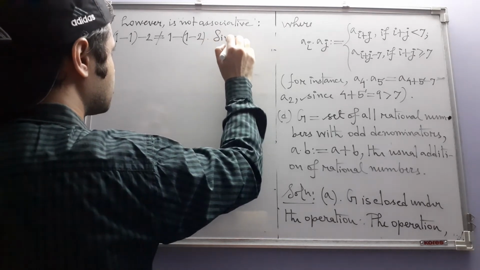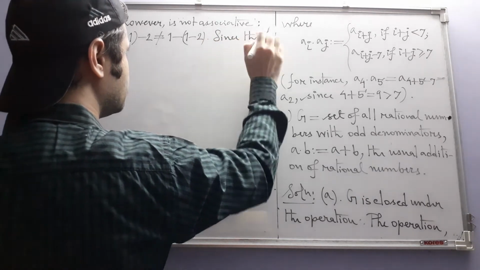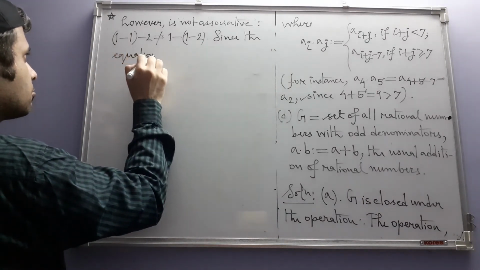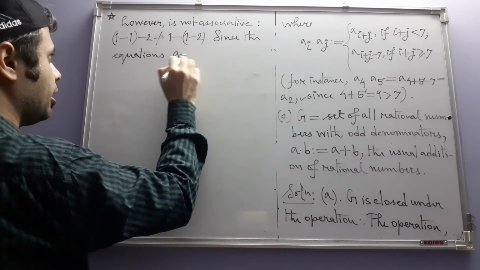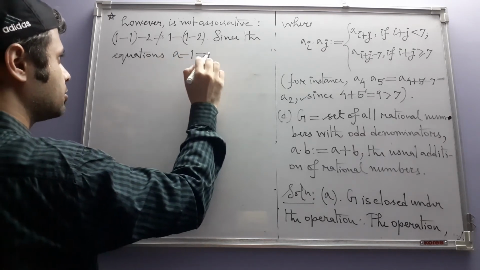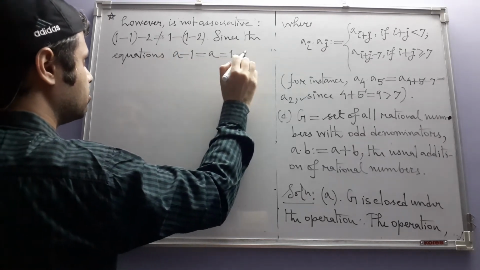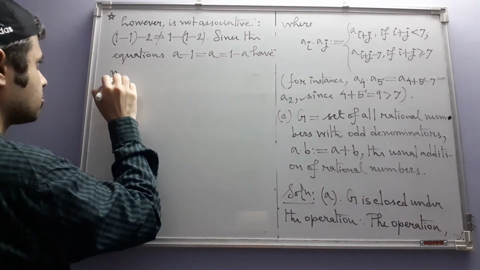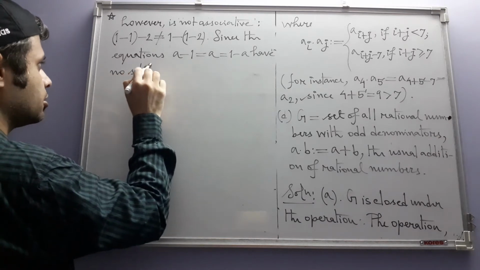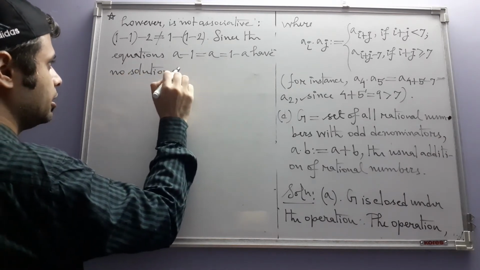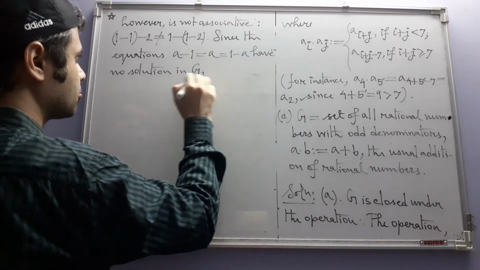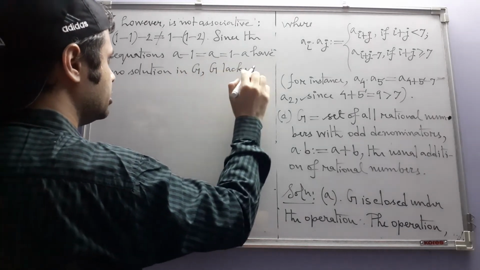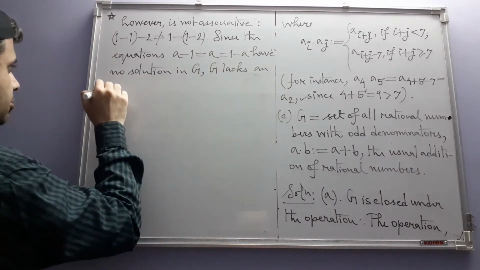Since the equations a minus 1 equal to a equal to 1 minus a have no solution in G, G lacks an identity element.